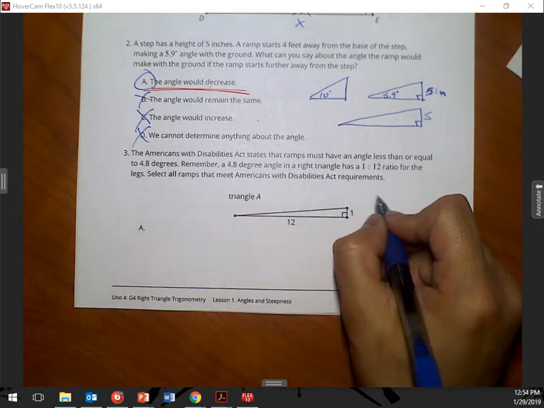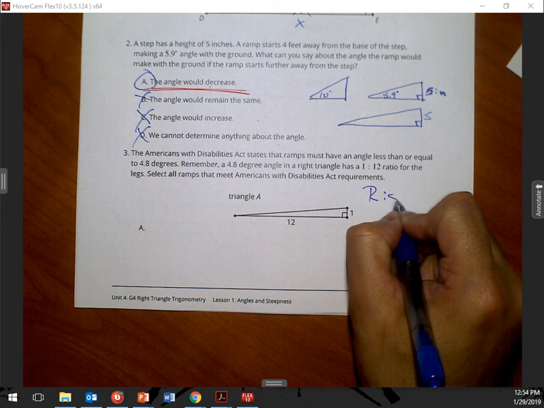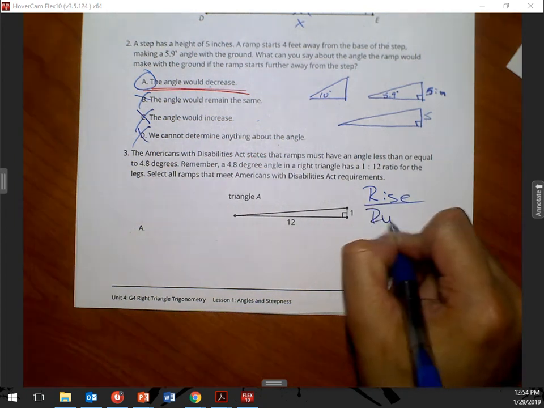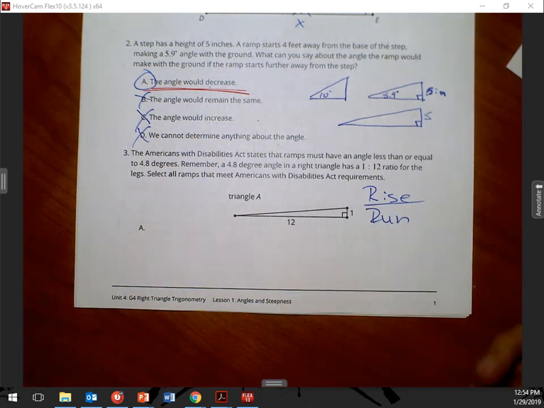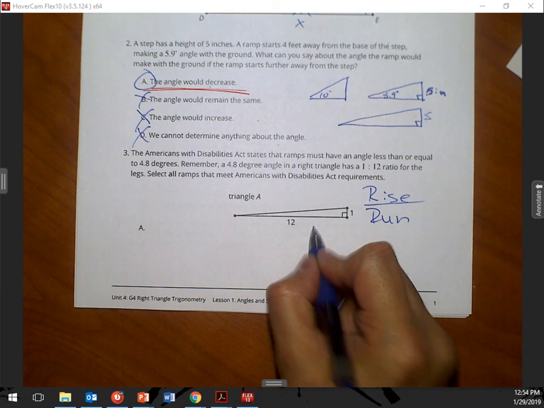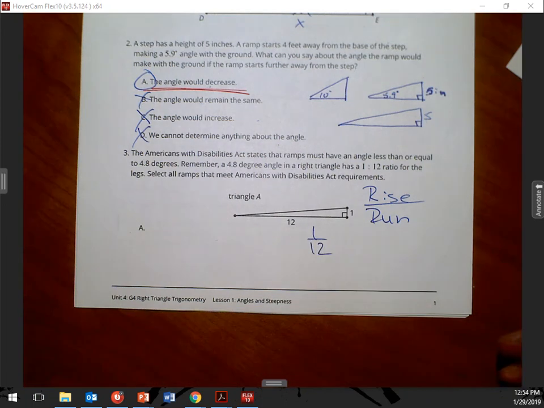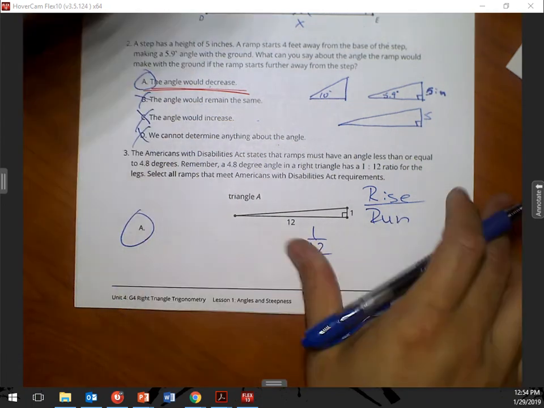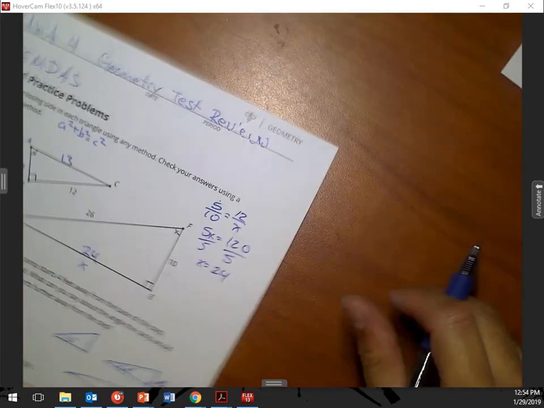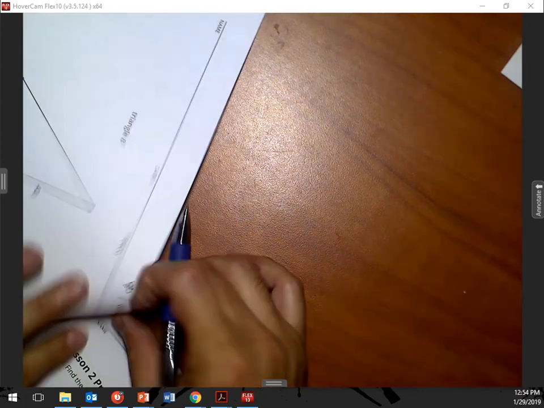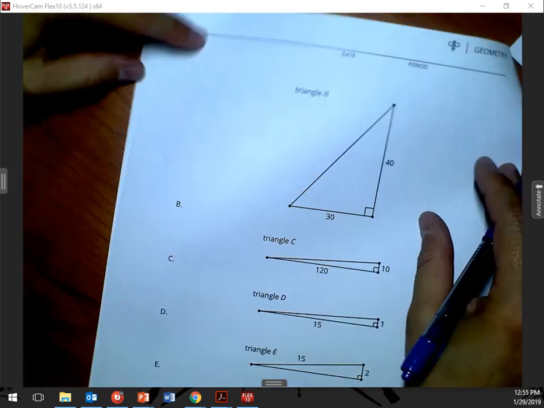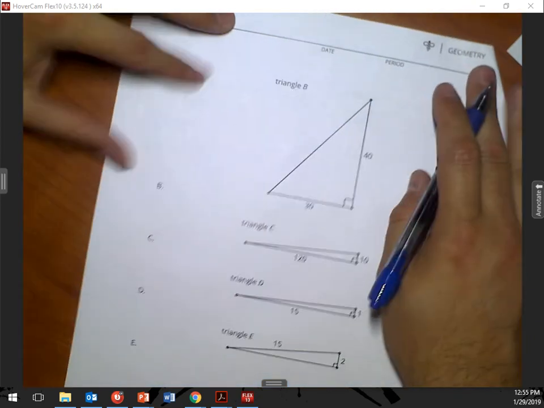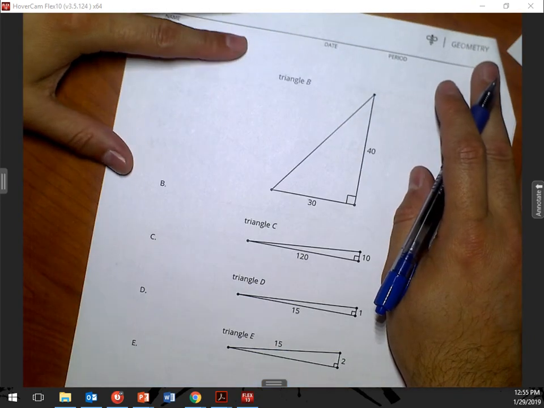So it should be the rise over run. So what is my ratio here? Is that 1 to 12? Yes. So A works out, right? Was it 12 over 1? No, it's 1 to 12. Now, let's look at B. Does B work out? What is the rise? 40.